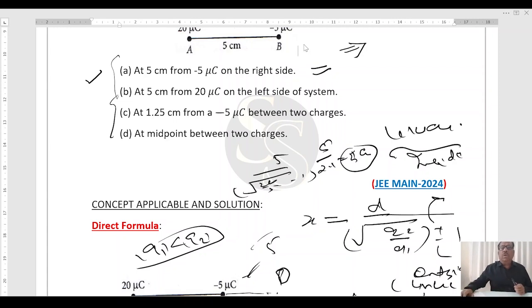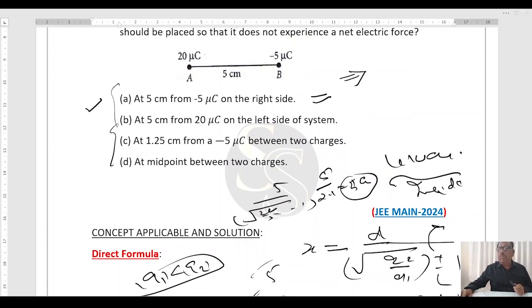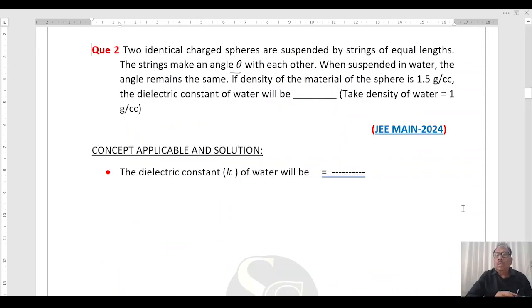Now, next question. Two identical charged spheres are suspended by strings of equal length. The strings make an angle theta with each other. When suspended in water, the angle remains the same. If the density of the material of the spheres is 1.5, the dielectric constant will be, fill in the blank. The question is taken from JEE 2024. Its answer can be given orally when the question is a direct one.